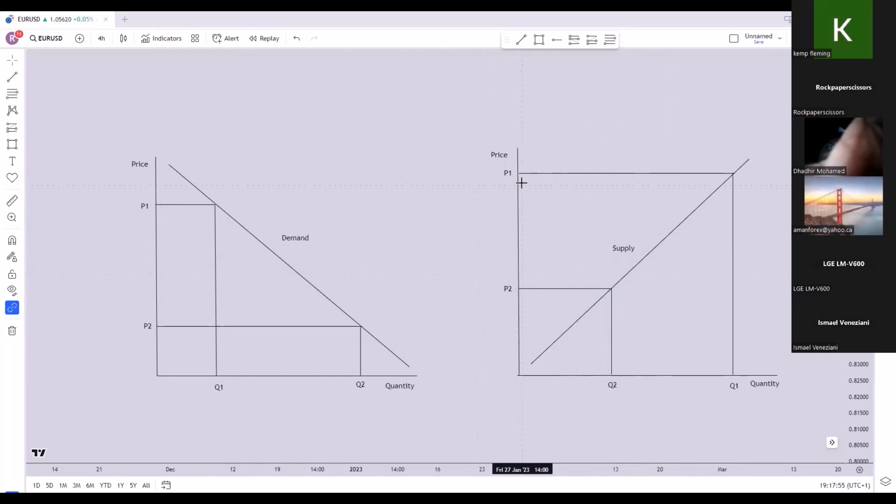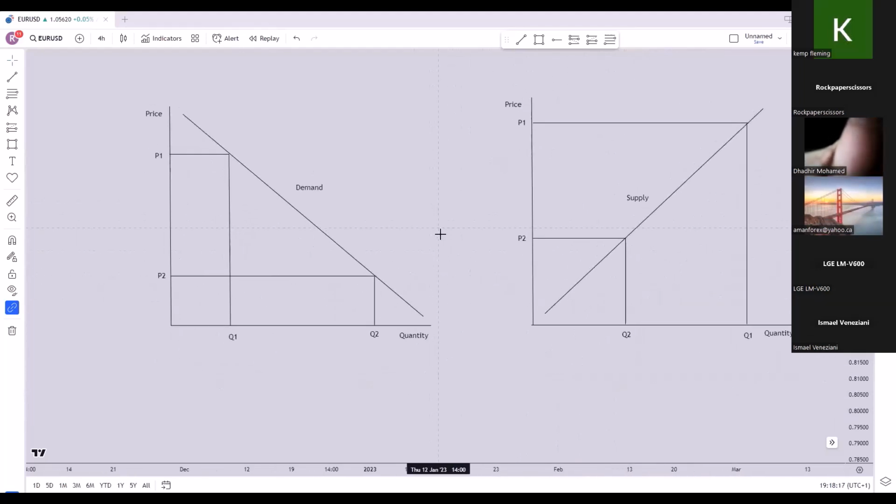Okay, so obviously here with P1 and Q1, price is at its lowest. And then with P2 and Q2, the price and the quantity are at their highest. So the suppliers, the sellers who are selling this specific product, or in our case, currency, will want to sell it while price is at its highest. Okay, does that make sense, guys?